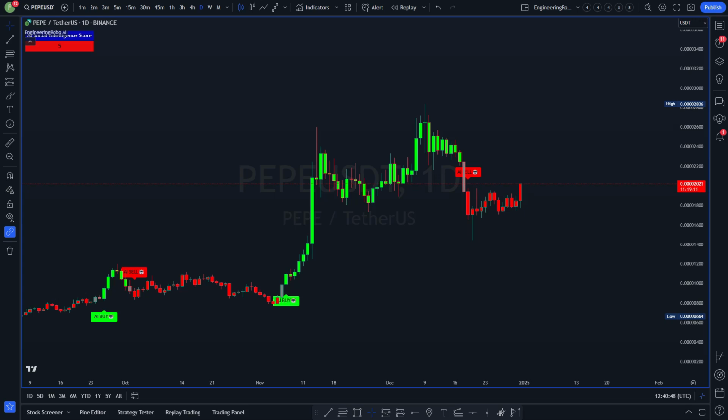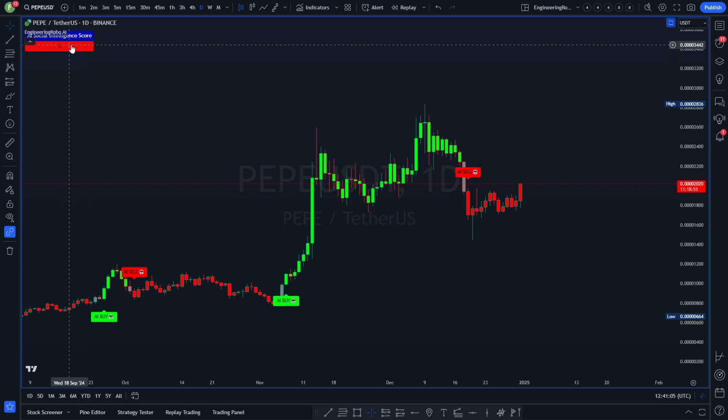This time we are looking at PEPE, another popular coin within people's portfolio. As always, we're looking at PEPE through the lens of EngineeringRobo AI, our AI-powered indicator.